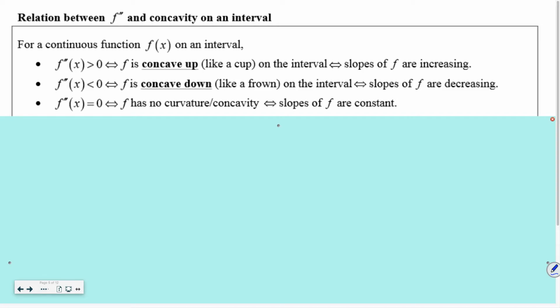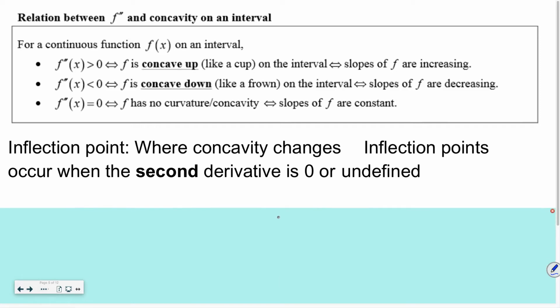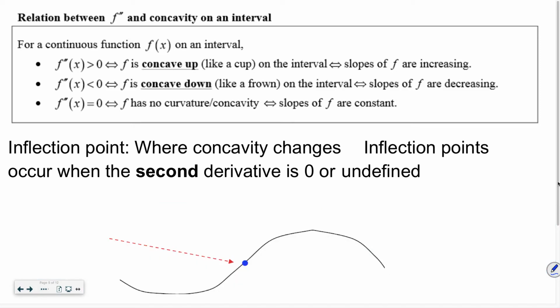Yesterday I really made it a big deal where we switched from increasing to decreasing or decreasing to increasing, right? And we put names on that. We're also going to make a big deal about where our function switches concavity. The first thing I want you to know is that an inflection point is where we change concavity.